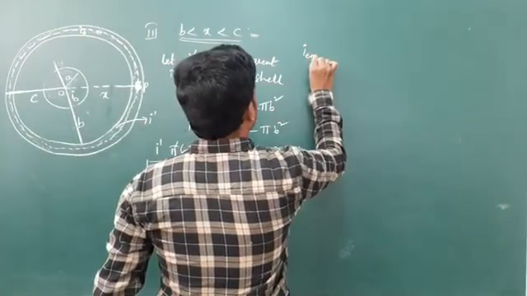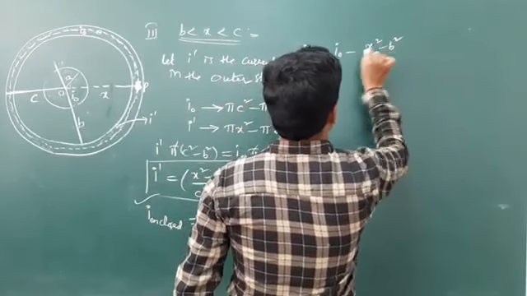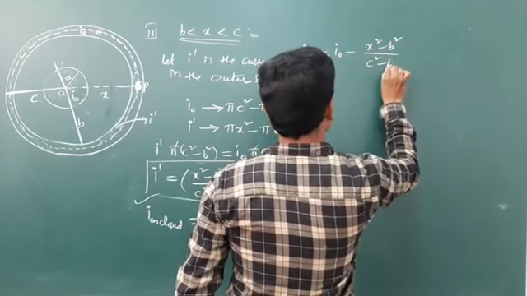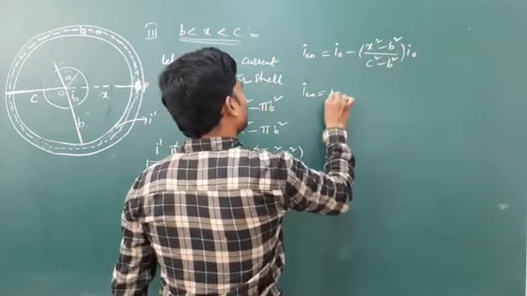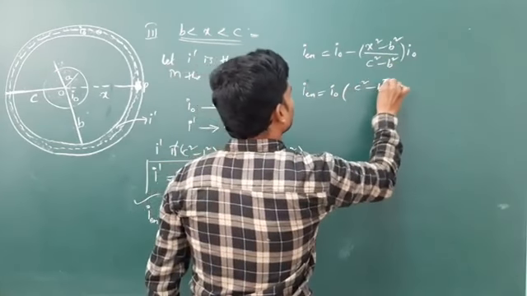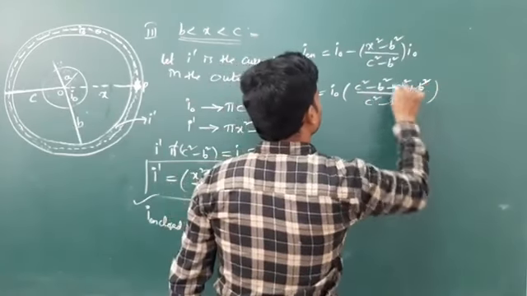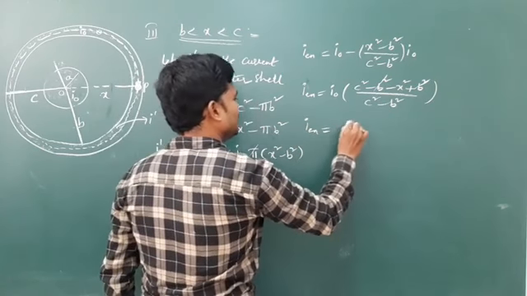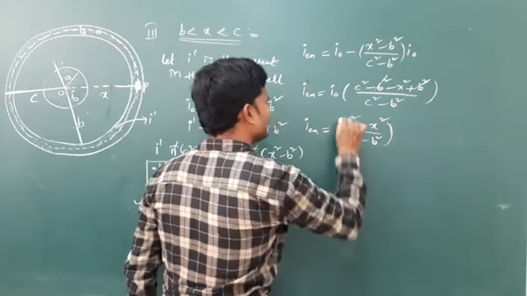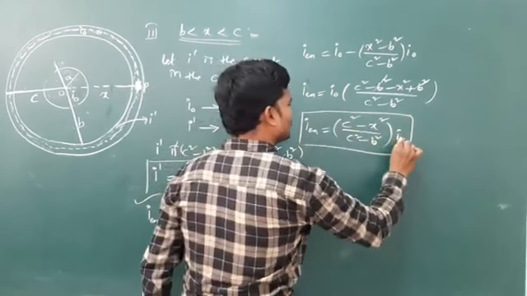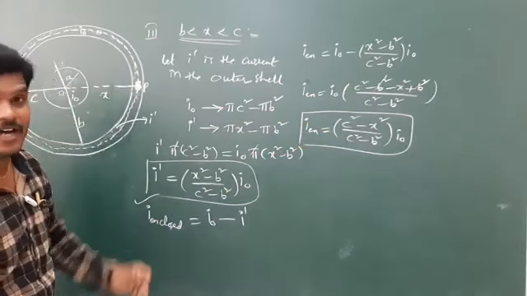Let me find I enclosed, I naught minus I dash. What is I dash? x square minus b square over c square minus b square, times I naught. If I take I naught common, I enclosed is c square minus x square over c square minus b square, into I naught. We can expect this directly from the first equation.